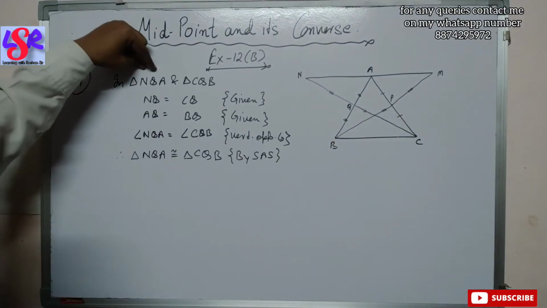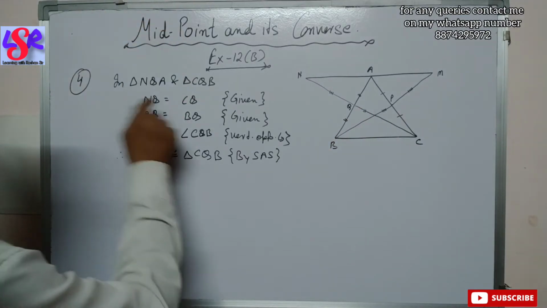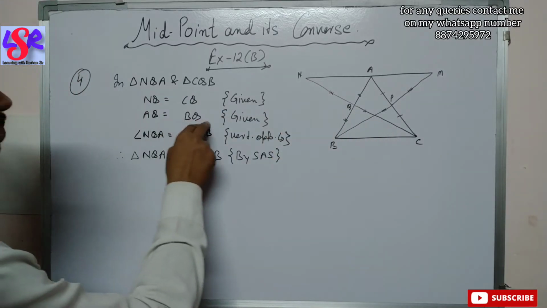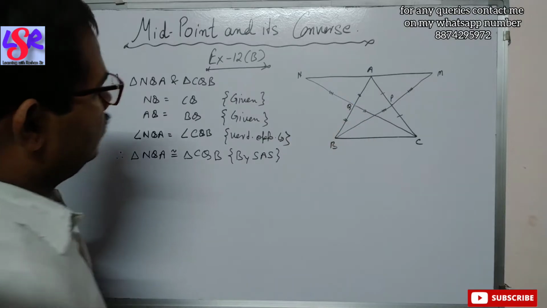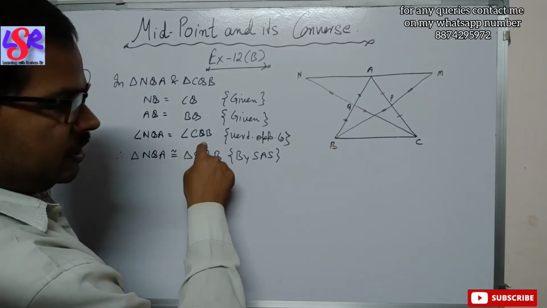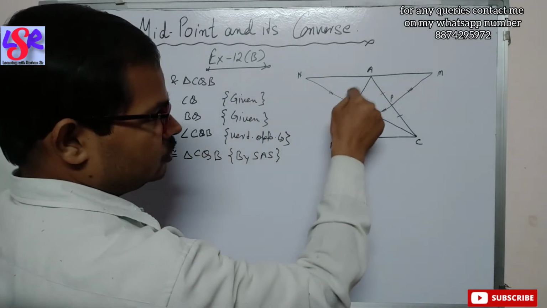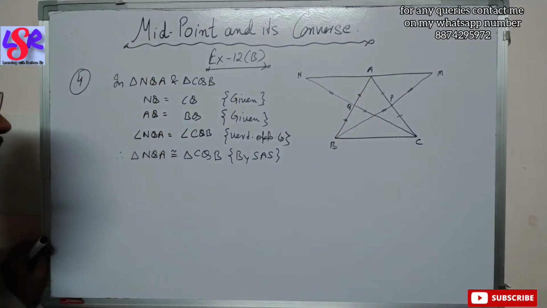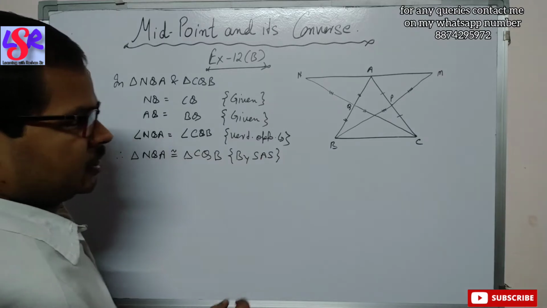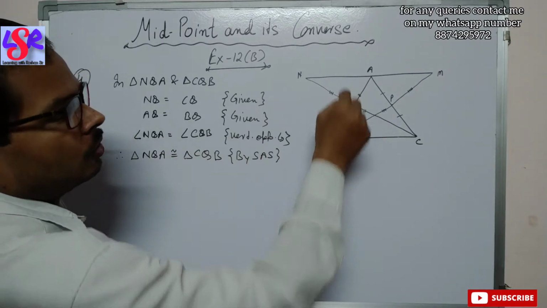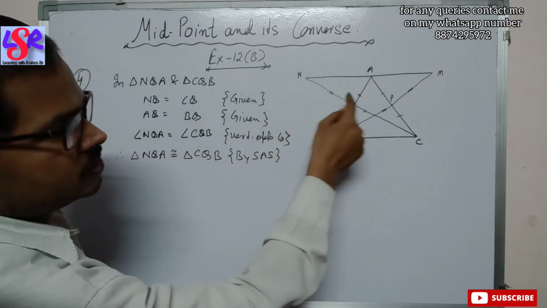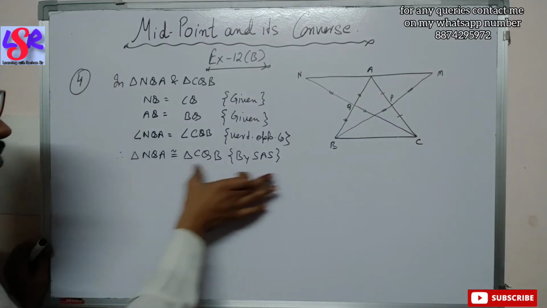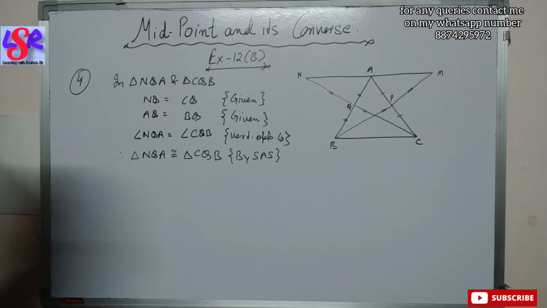Now in triangle NQA and CQB, NQ equals to CQ, that is this side have been given to us. Then AQ equals to BQ, ये दोनों side भी हमें दिया हुआ है. Then angle NQA equals to angle CQB, that is NQA और CQB ये दोनों angles vertically opposite angles हैं. So they are equal by vertically opposite angles. अब इन दोनों triangles को congruent prove करने के लिए हमने इस side का use किया है, इस angle का use किया है और इस side का use किया है. Therefore they are congruent by SAS congruency criteria.